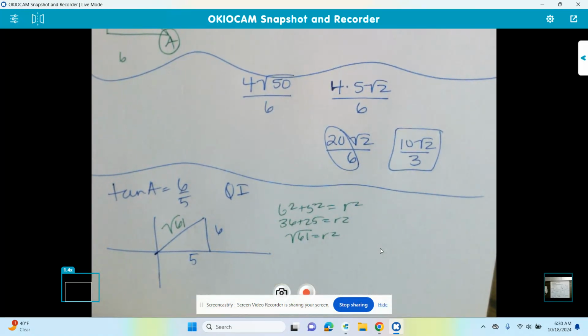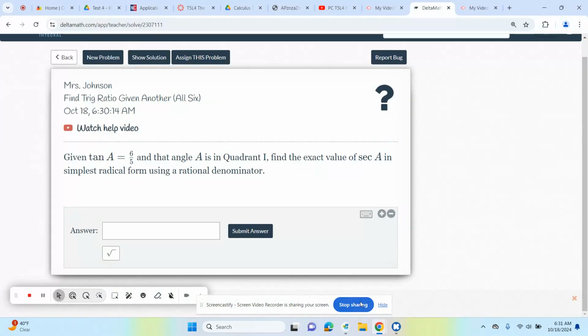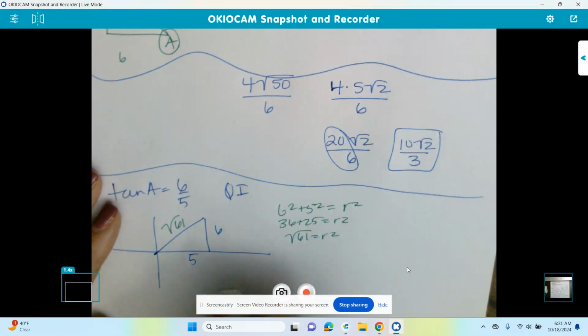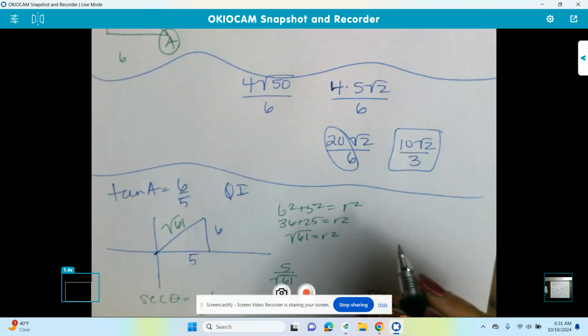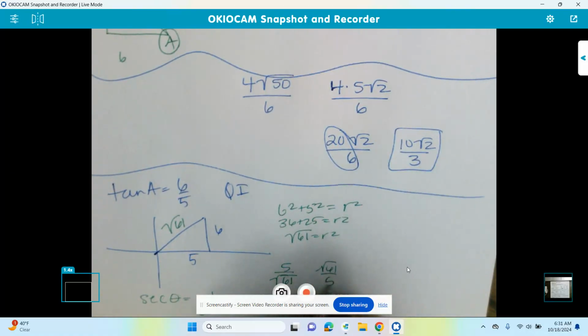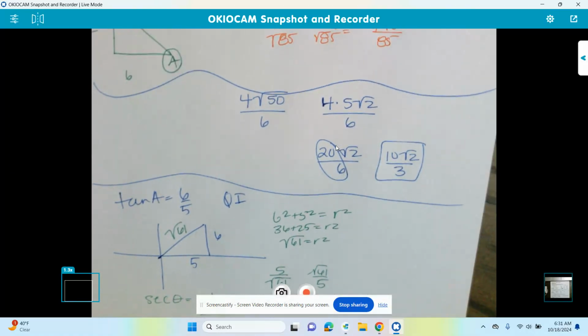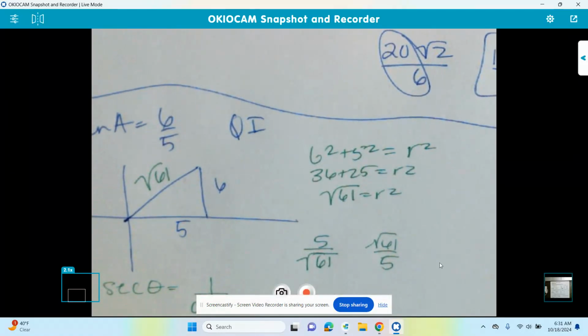And then from there it's asking you to find secant in simplest radical form, rational denominator, meaning we cannot have that radical down there. So secant, remember, is 1 over cosine. So we're going to do cosine first. So cosine would be adjacent over hypotenuse, so 5 over the square root of 61. So secant just flips that, y'all. You could either just do the square root of 61 over 5, or you could rationalize and then reduce at the end. All right, hopefully that helps.